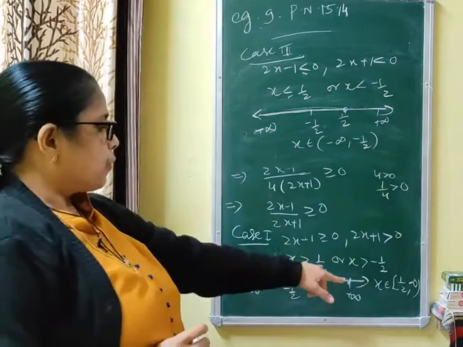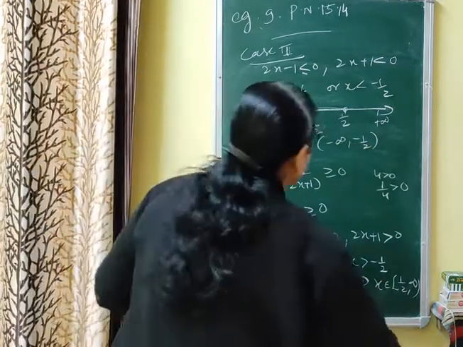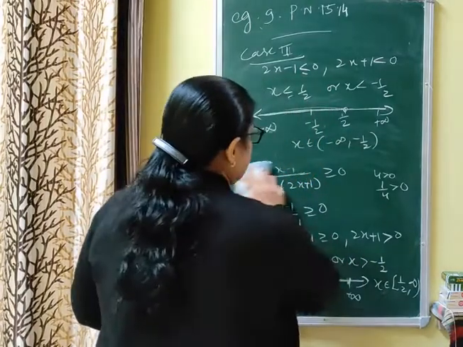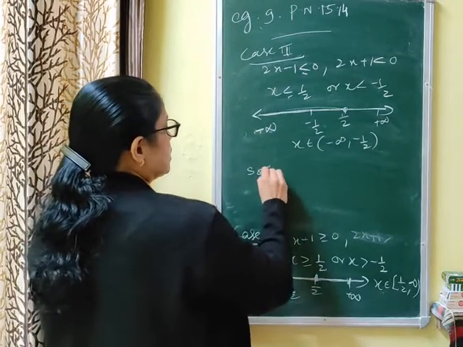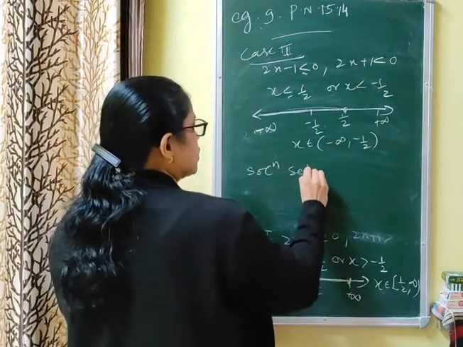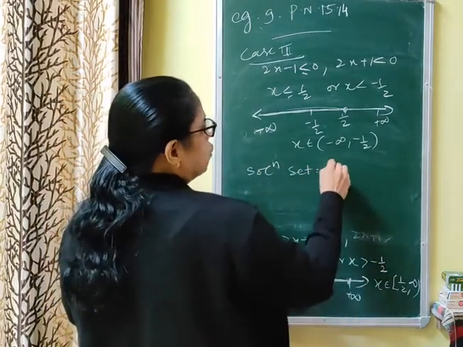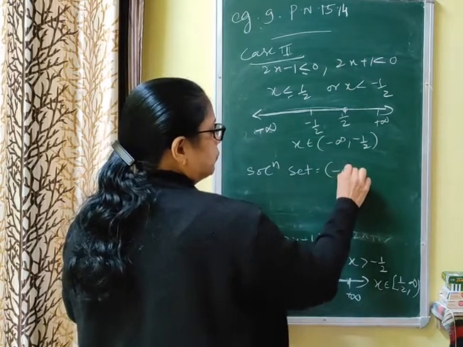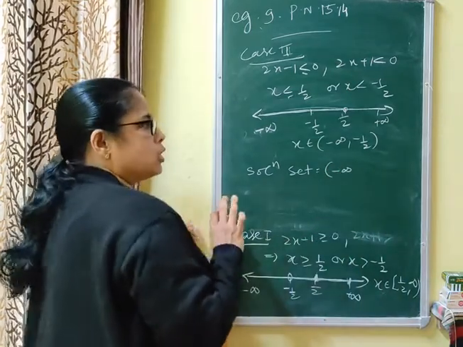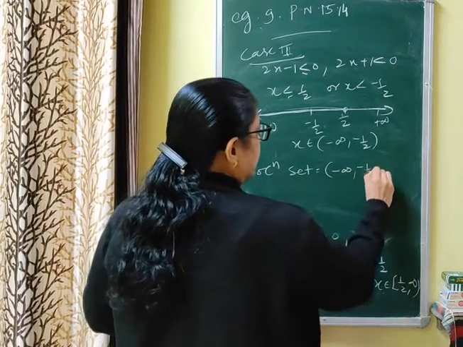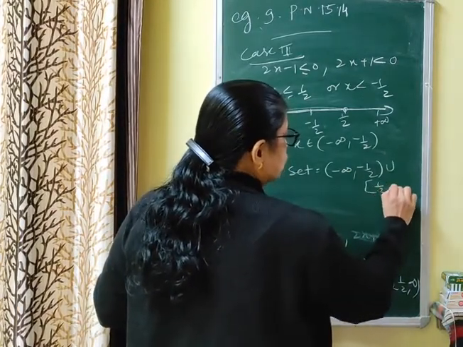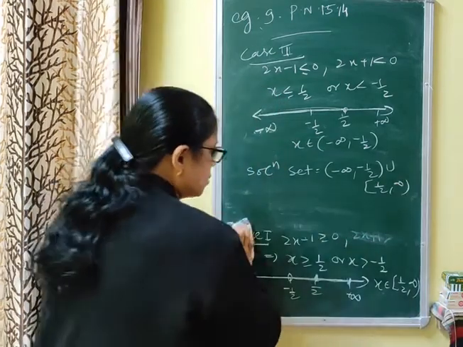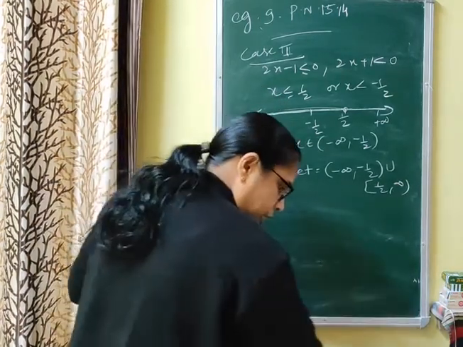That means in the first case we are getting this region, and in the second case we are getting this solution set. So the solution set is the union of both, because both are disjoint, so we take their union: minus infinity to minus 1 by 2 union closed 1 by 2 to infinity. This is the solution set of the first linear inequality.